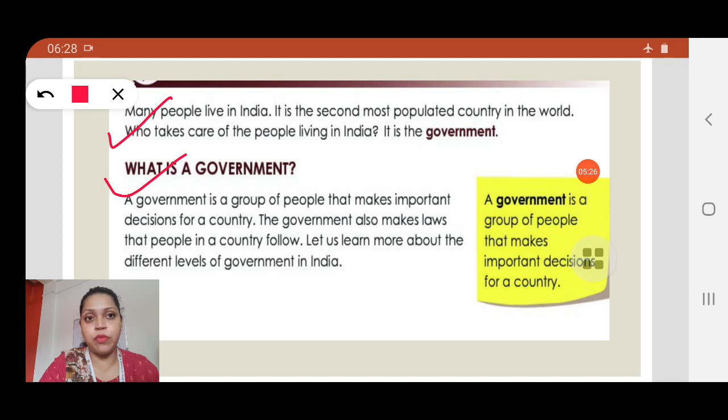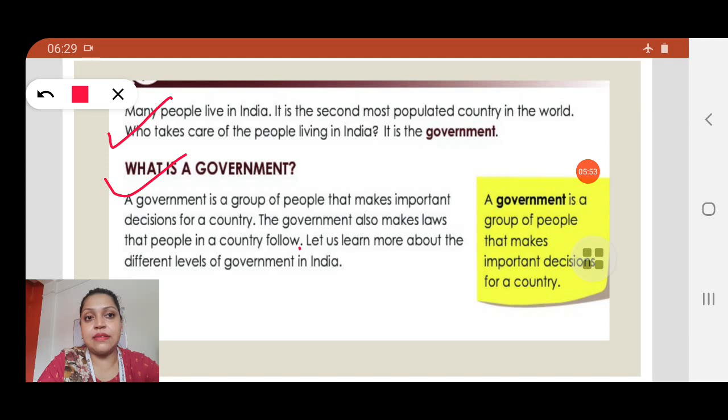Okay, it's a group of people that makes important decisions for a country. Now, government is a group of people that makes important decisions for a country. Important decisions are made by the government, which is a group of people. The government also makes laws that people in a country follow. Laws mean rules, okay, important rules for the people of the country to follow.